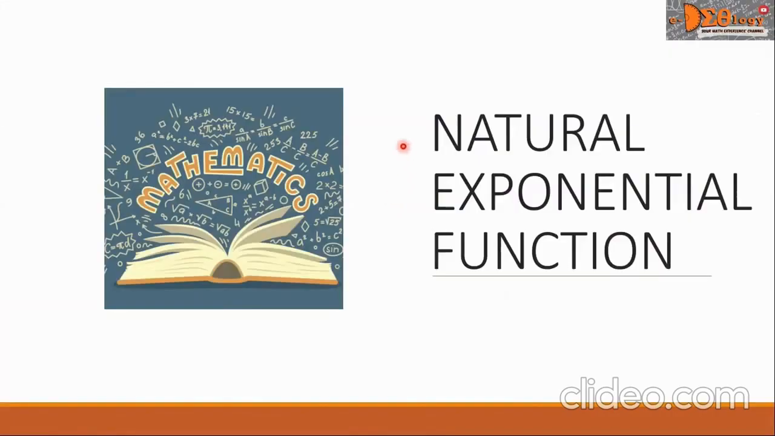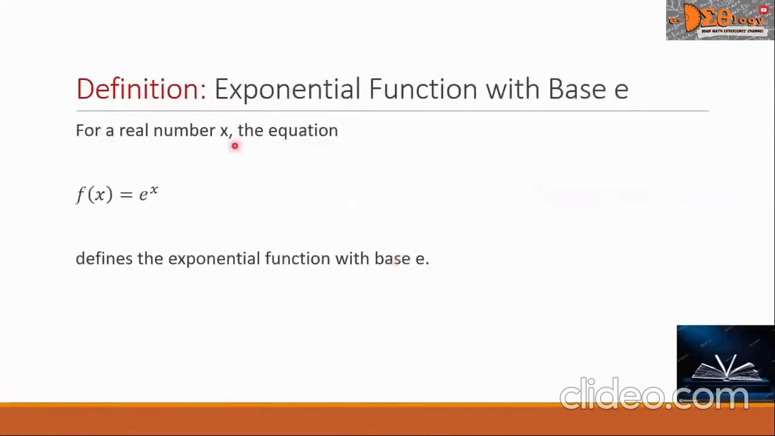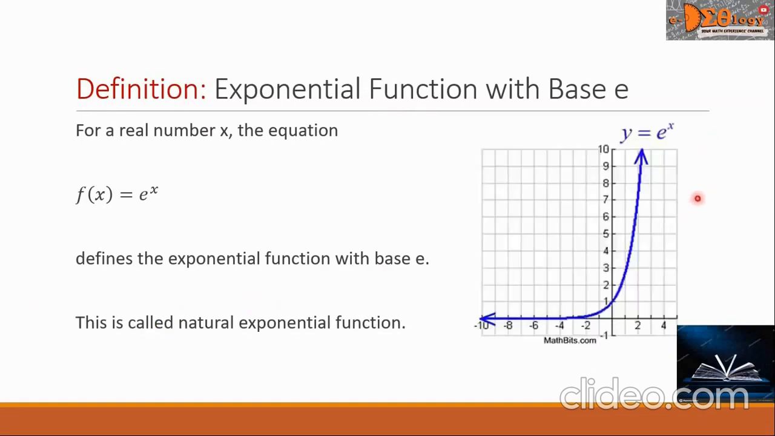Today, we're going to study natural exponential function. Let us define exponential function with base e. For a real number x, the equation f of x equals e raised to x defines the exponential function with base e. In mathematics, this letter e has a numerical value equal to 2.71828 and so on. And this function here is called natural exponential function. Let us take a quick look at the graph of f of x equals e raised to x, but in here it is written y equals e raised to x, and they have the same meaning.